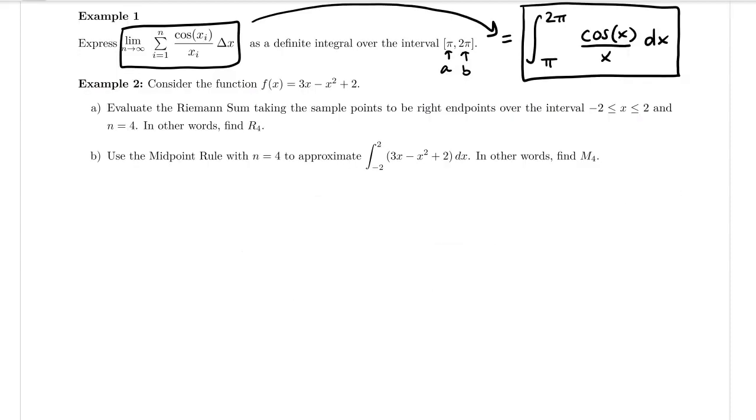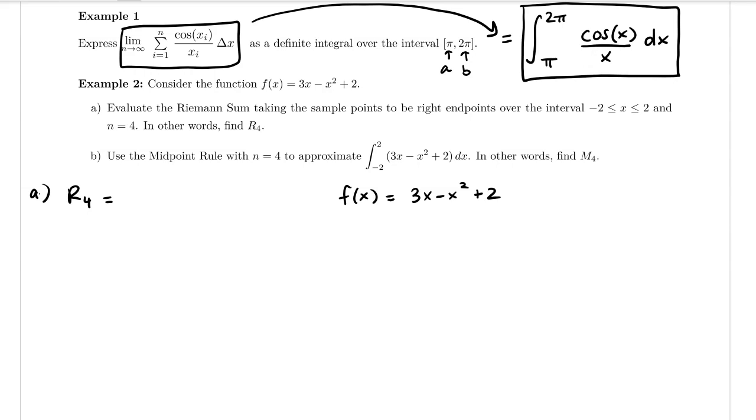Our next example says, consider the function f of x equals 3x minus x squared plus 2. Part A says, evaluate the Riemann sum taking the sample points to be the right endpoints over the interval from -2 to 2, and n equals 4. In other words, find R sub 4. All right, so we want to find R sub 4, and our function here is f of x equals 3x minus x squared plus 2.